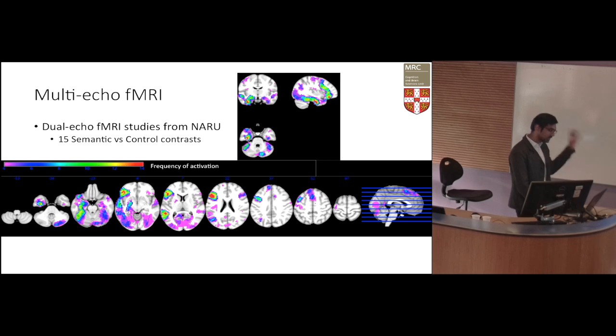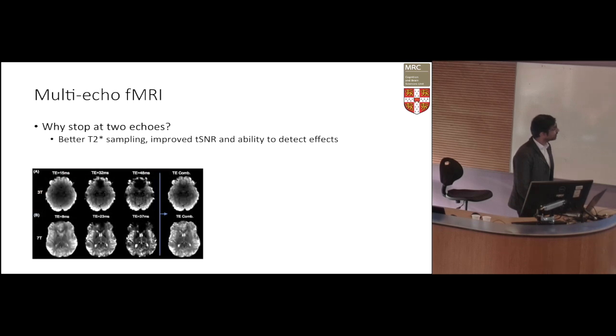But this goes completely against the majority of what fMRI studies report, because they don't have sufficient signal to actually look within these areas. So effectively, they're blind to those areas. And so, of course, the question is, why stop at 2 echoes?